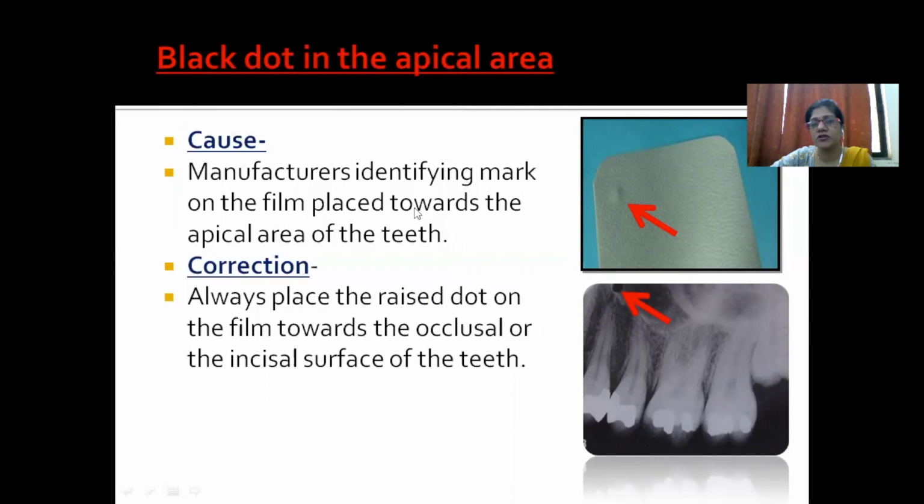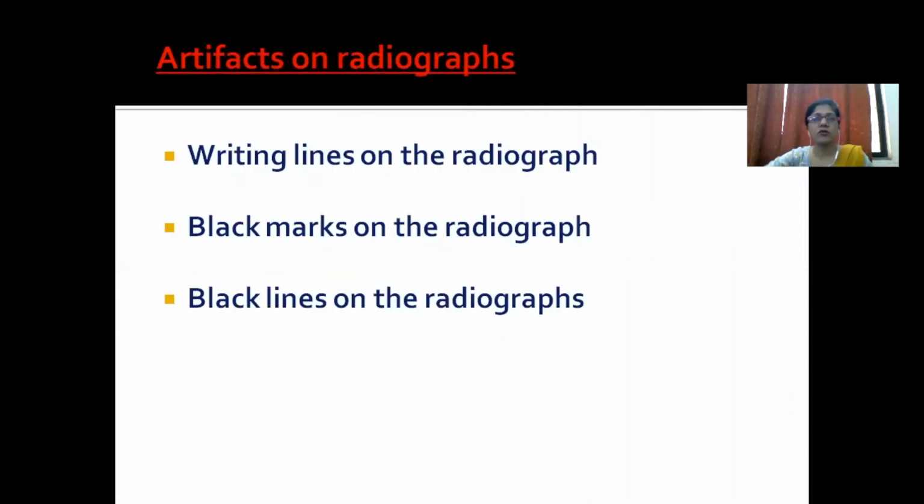The manufacturer identification mark on the film placed towards the apical area of the teeth will cause this black dot in the apical area of the resultant radiograph. You have to feel this dot and place this convexity in the incisal or the occlusal surface region.